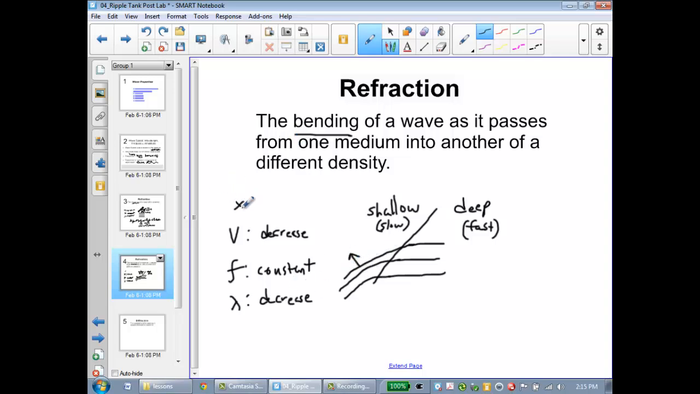This is only for, let's put a star here, deep to shallow water. Those would switch if it went the other way. So that's refraction, the bending of a wave.